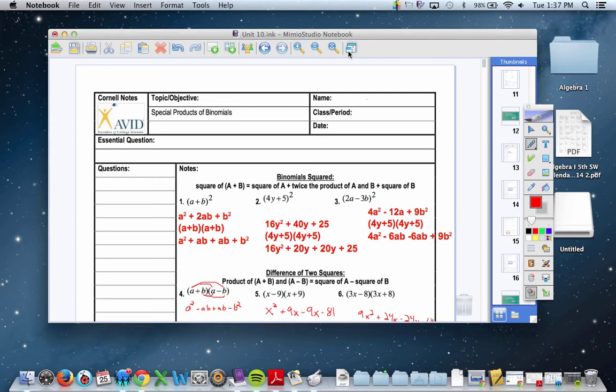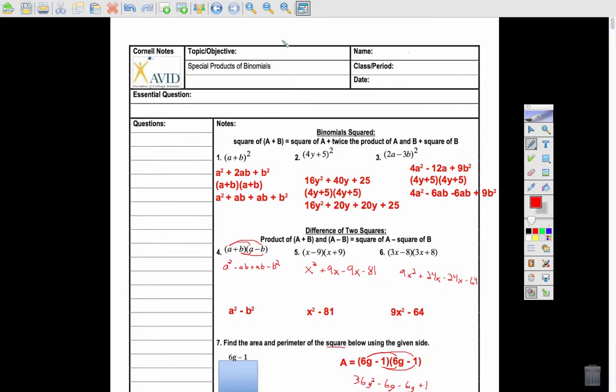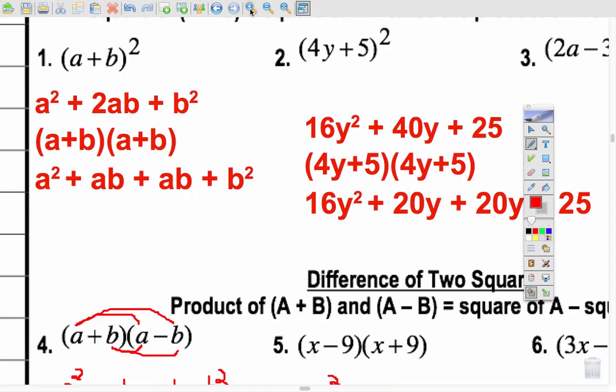Hey guys, we're going to go through and get the notes titled Special Products of Binomials. These are special cases, but it all boils down to distributing, just like we've been doing. So you can always just distribute to get these, but you'll see a few properties that might help you out and save you a little time and effort, which I'm all about, the easiest way.